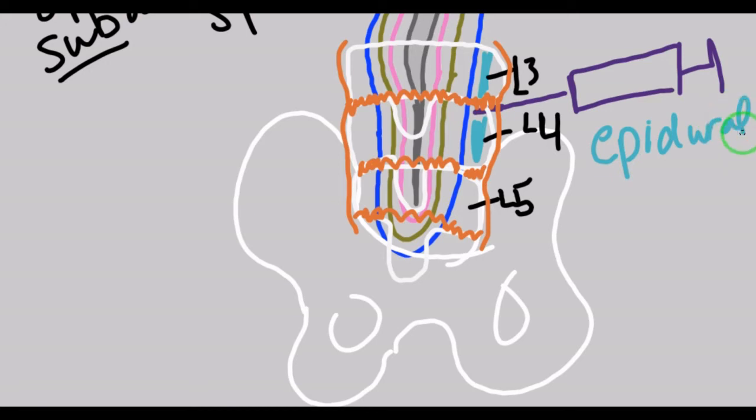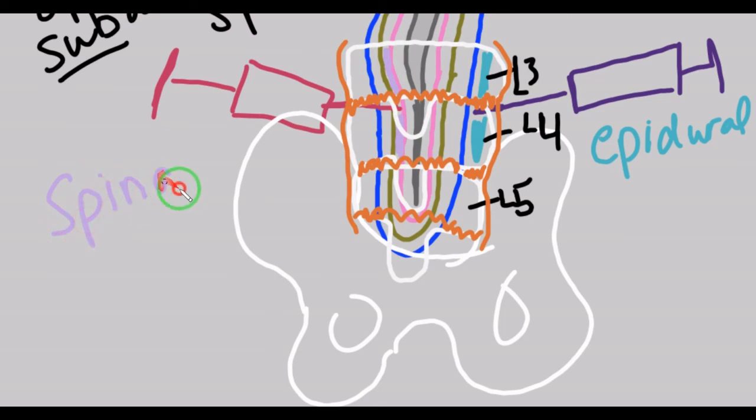Now if we look at the spinal, our spinal is again going to be in this same area of the lumbar here, but it is going to be in the subarachnoid space. So it is going to be under the arachnoid membrane and above the pia mater. So right in here. And that is going to be the spinal. So it is through the dura mater, through the arachnoid membrane, and above the pia mater. So that is the difference between the spinal and the epidural.